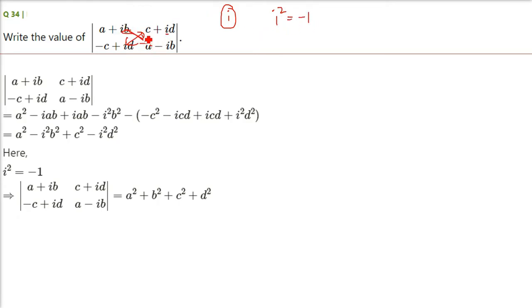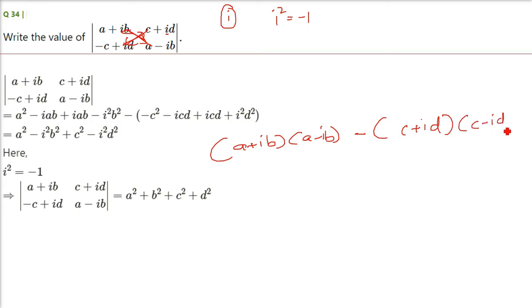So let us multiply this: (a plus ib) into (a minus ib). Now you need to subtract (c plus id). Since it is minus (c plus id), if you take the negative outside, it can be written as (c minus id), and the minus will become plus. You can apply a square minus i square b square, and then plus c square minus i square d square.